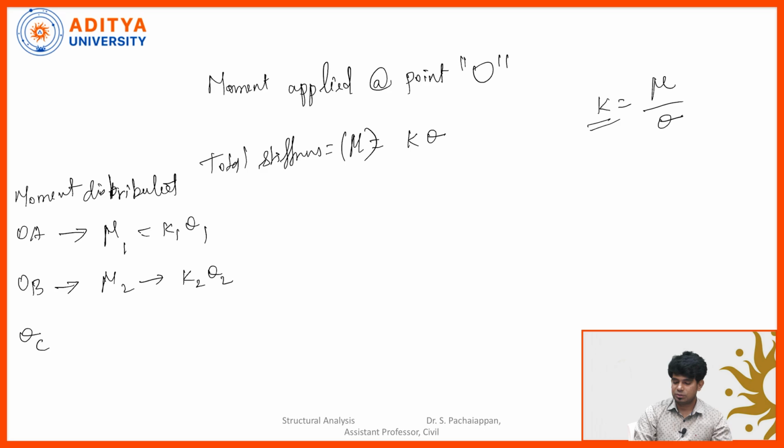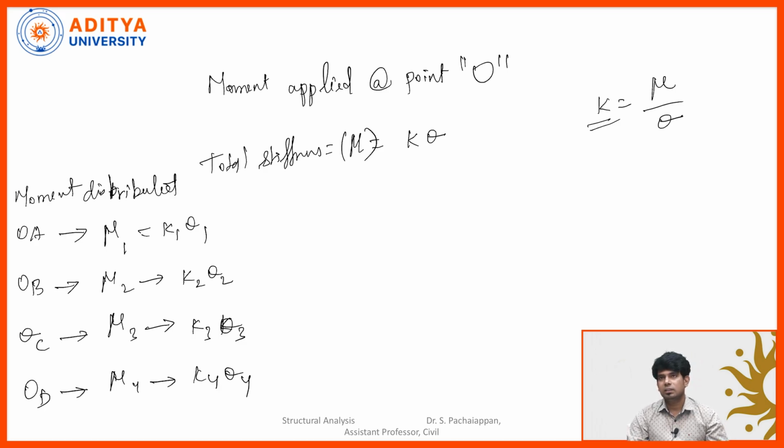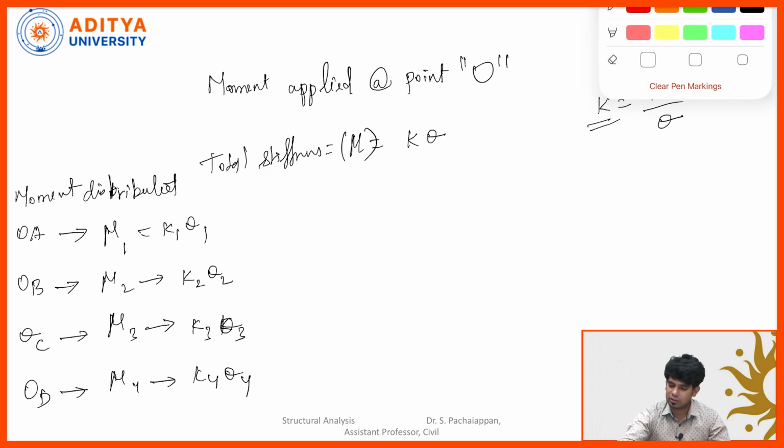For member OC, distributed moment is mu3. So this is K3 and then theta3. So for member OD, it's mu4, K4 and theta4. So these are the distributed moments. So total moment is K theta. From that, K1 theta belongs to member OA, K2 theta is OB, K3 theta distributed to OC and K4 theta distributed to OD.